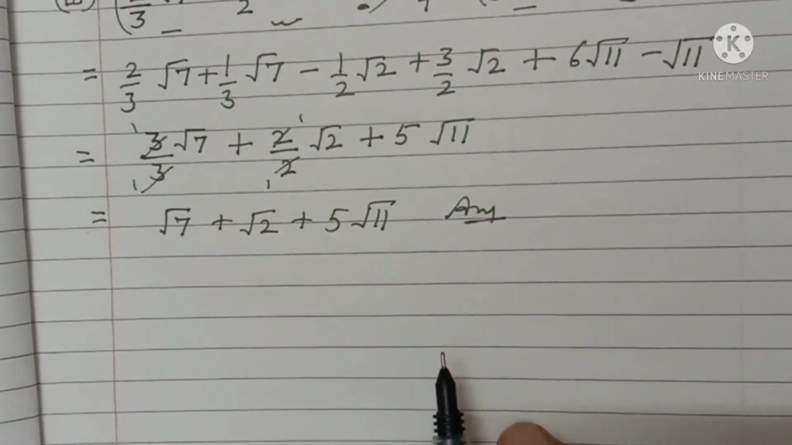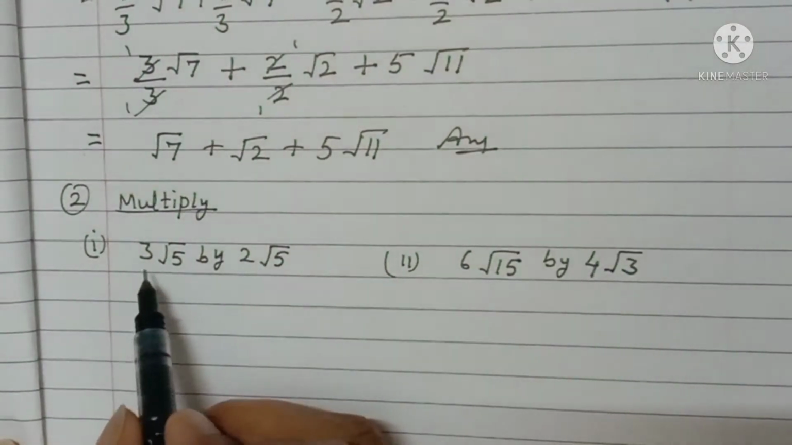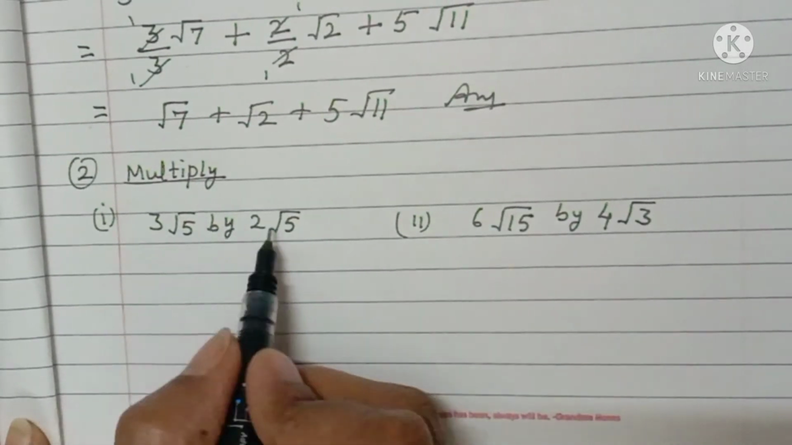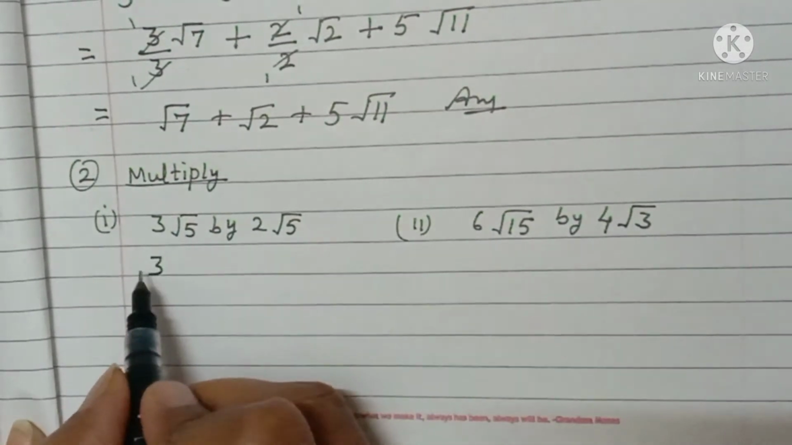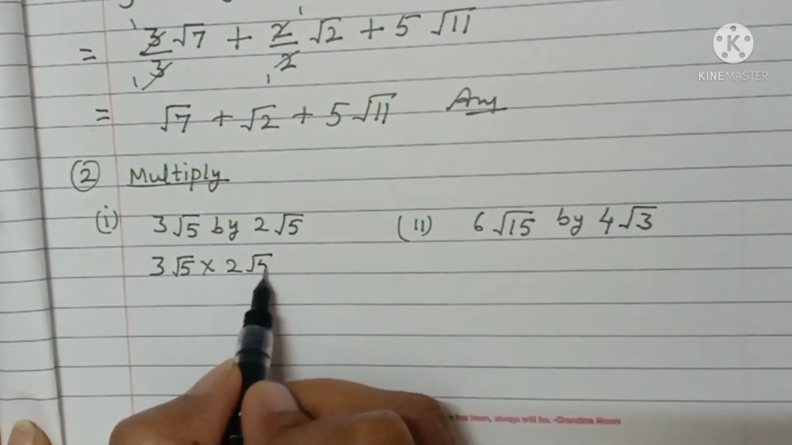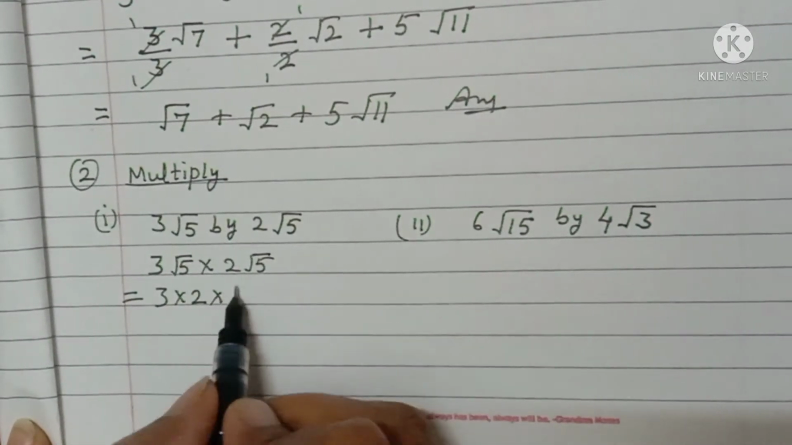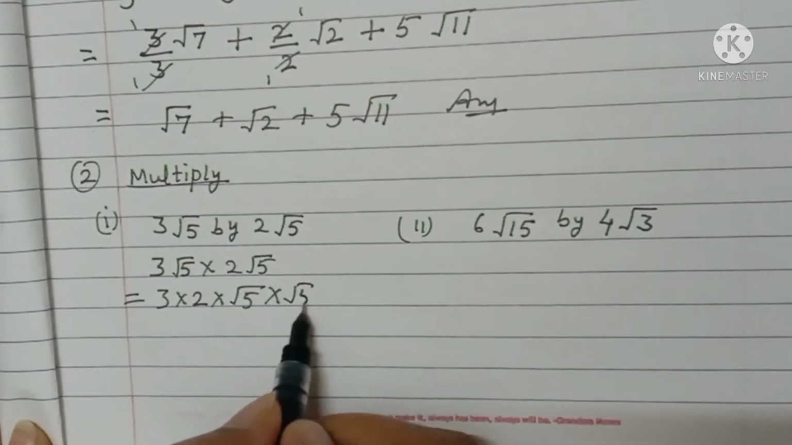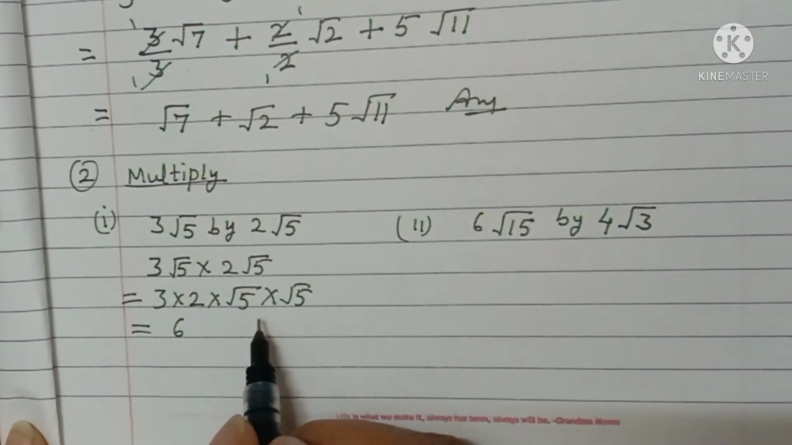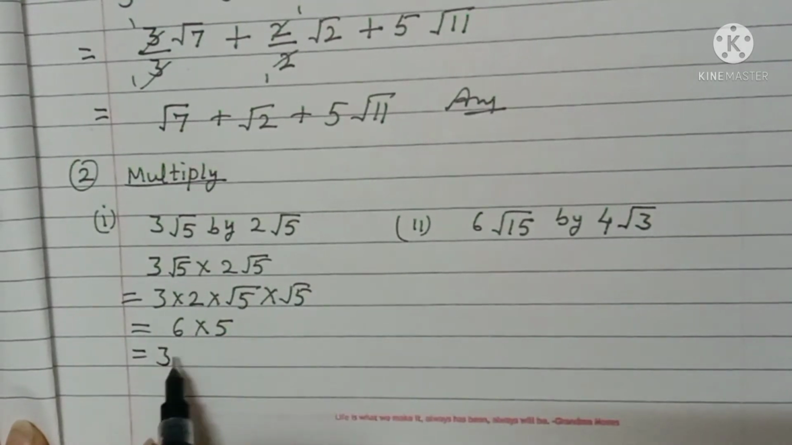Now come to question number 2, which is multiply 3 root 5 by 2 root 5. So how to multiply these two irrational numbers? This is equal to 3 root 5 multiplied by 2 root 5. So you will get 3 into 2 into root 5 into root 5. 3 2s are 6, and root 5 in pair, so you will write only 5. 6 5s are 30. This is the answer.